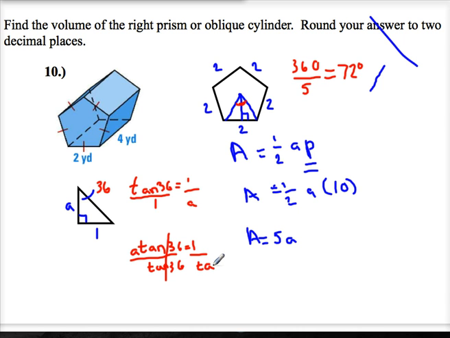At this point, you're going to need a calculator that has the tangent function. If you have a graphing calculator, make sure that you're in degree mode. The apothem equals 1 divided by this number. Once you know what the apothem is, plug it in here, multiply it by 5, and you now have the area of the pentagon. Take that area and multiply by the height, which is 4, and you will have the volume of this prism. Make sure to put your answer in cubic yards, yards to the 3rd power. Okay, give it a try. Check your answer with the answer key, and let me know if you have any additional questions. Have fun.